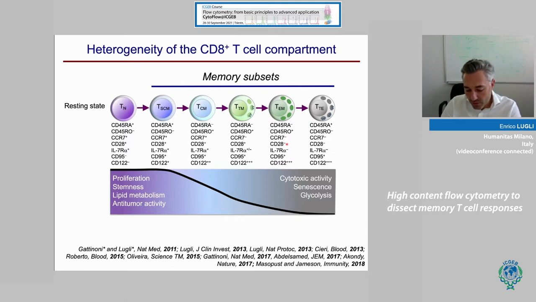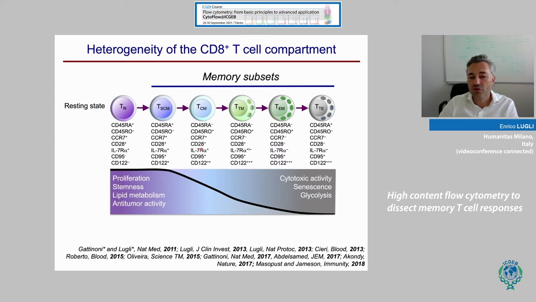Over the years, together with the work of other people, we have described many different subsets. This is just a summary, but there's a lot more. We like to order the differentiation in a sort of linear way, where we have less differentiated progenies, such as the central memory cells described by Federica Sallusto more than 20 years ago. And this was our contribution to the field: the identification of stem cell memory cells. Once these cells are activated, they can give rise to more differentiated memory progenies. We can use different combinations of markers, for example on a cell sorter, to identify all these different subsets.